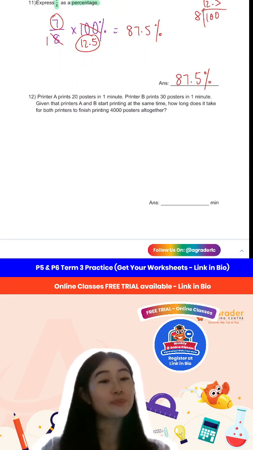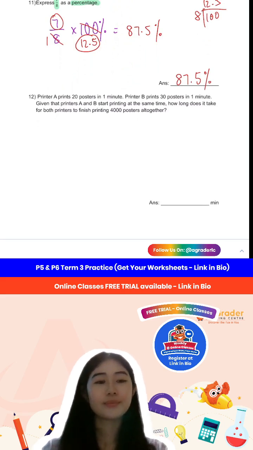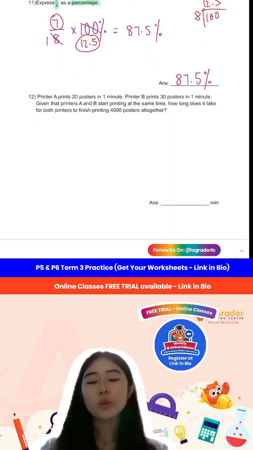Okay, shall we continue with our questions? We actually only have 3 more questions, then we can do our Kahoot, okay? So for this question, printer A prints 20 posters in 1 minute. Printer B prints 30 posters in 1 minute. Given that printers A and B start printing at the same time, how long does it take for both of the printers to finish printing 4,000 posters altogether?